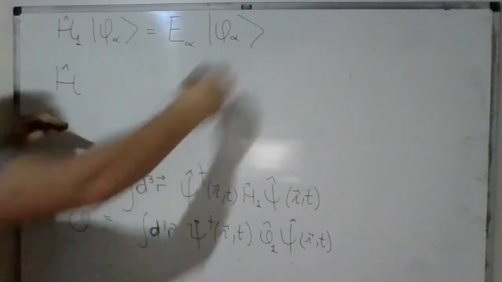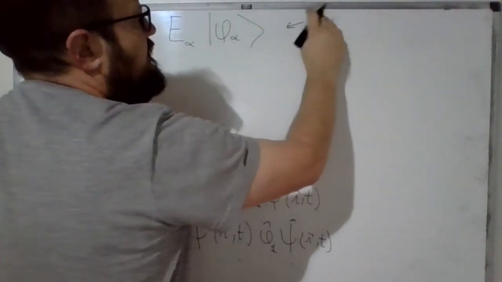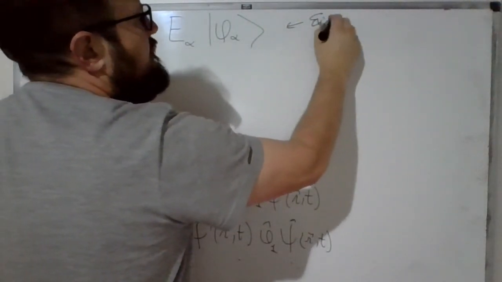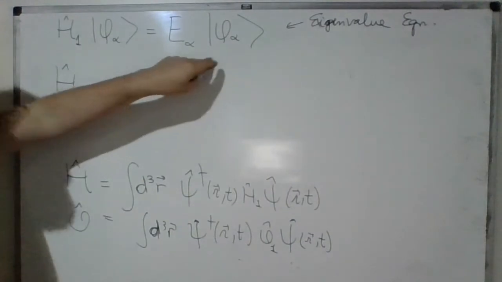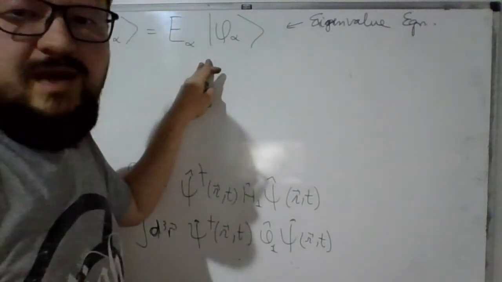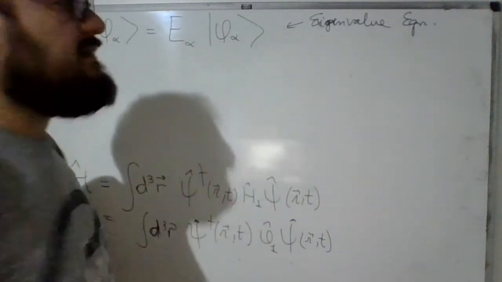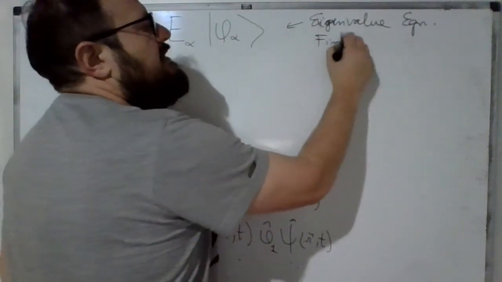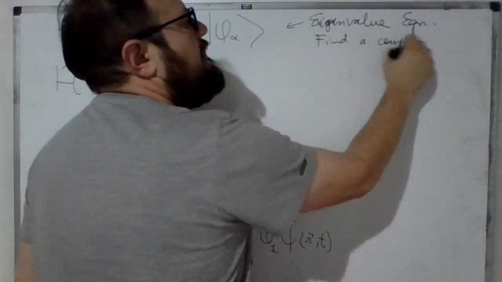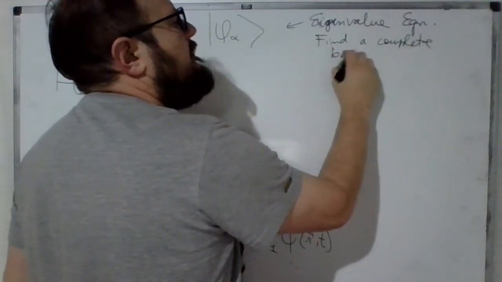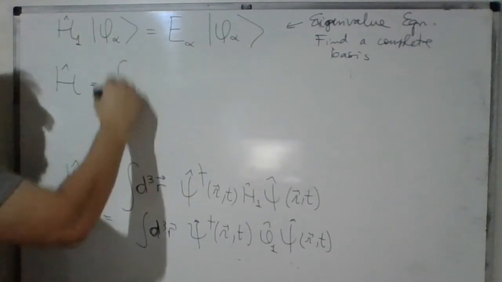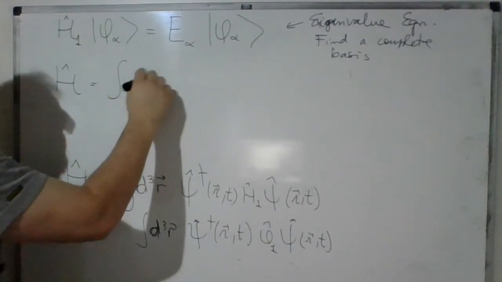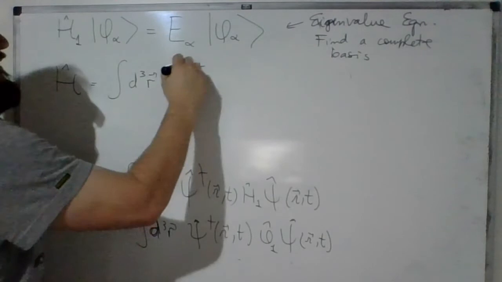So this is first quantization. This is an eigenvalue equation, just for us to find a complete basis. So from this we find a complete basis, and our operators will be expanded in terms of that.